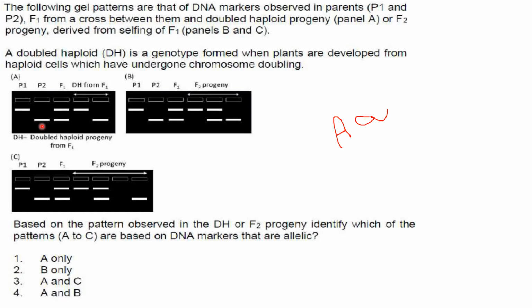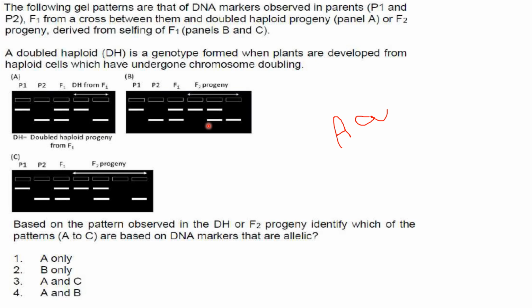So this is the P1 parent, P2 parent. F1 is having both the bands of P1 and P2. Then a double haploid, since they are derived from haploid cells by chromosome doubling, will have the P1 band, and the other plant will show the P2 band. So that is showing all the bands, and it is showing a consistent banding pattern. So that is a case of allelic DNA markers.